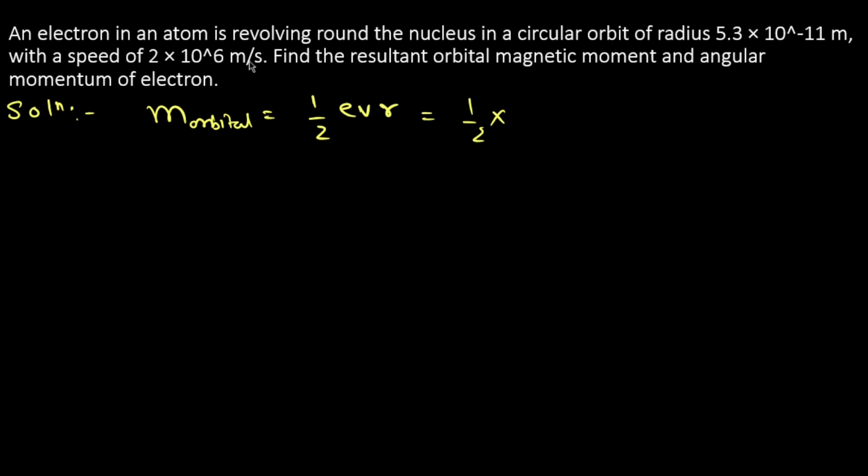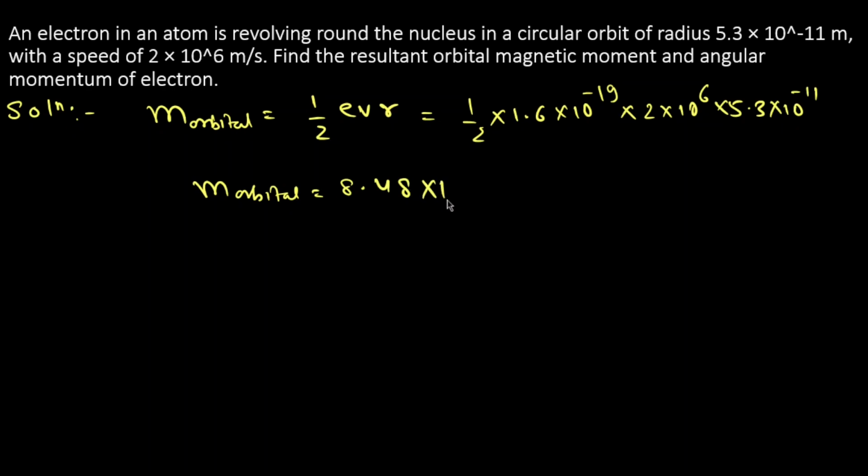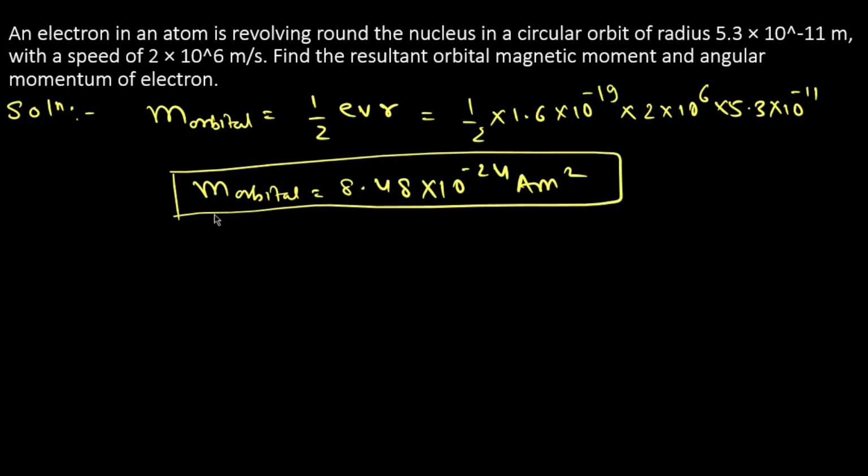Half into the charge of electron, which is 1.6 × 10^-19, into the velocity, which is 2 × 10^6 meter per second, and the radius is given to us as 5.3 × 10^-11. So calculating this, we get the orbital magnetic moment to be 8.48 × 10^-24 ampere meter squared. Next thing we need to find out is the angular momentum.